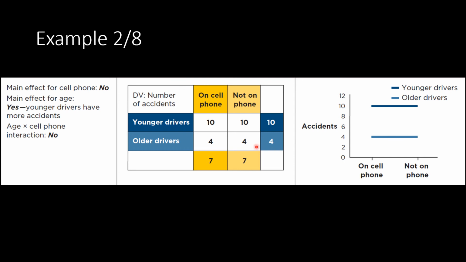And so here what we can see is there is a main effect of age, right? Younger drivers get into more accidents than older drivers, but there is no main effect of cell phone usage, because whether you're on your cell phone or not, people have on average about the same number of accidents. Now, the relationship is the same. There's no cross pattern or no spreading pattern. Again, no interaction, but one main effect and no other main effect.